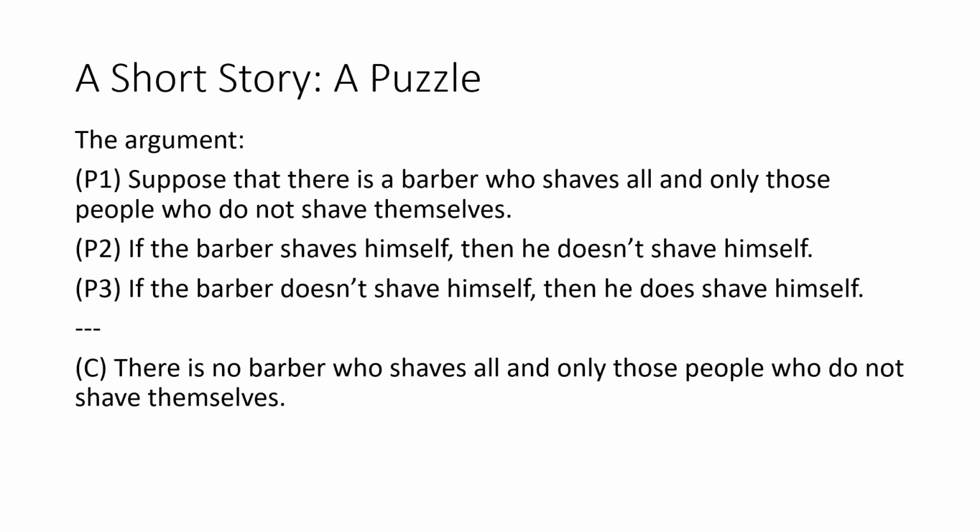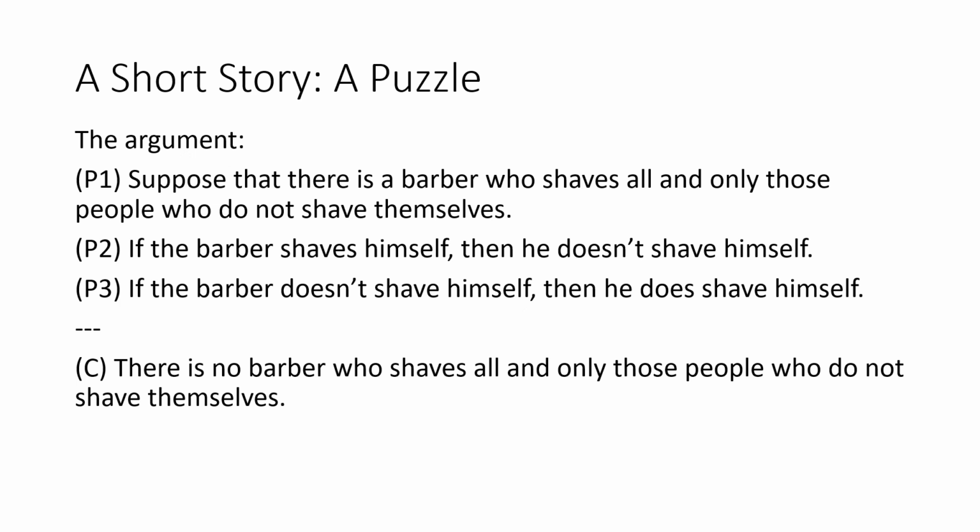Our second premise is that if the barber shaves himself, then he doesn't shave himself, right? And we gave the reasoning for that above. Our third premise is that if the barber doesn't shave himself, then he does shave himself. So on either possibility, we'd have a contradiction. So we can conclude that there's no barber who shaves all and only those people who do not shave themselves, which is to say that P1, our first premise, is false.